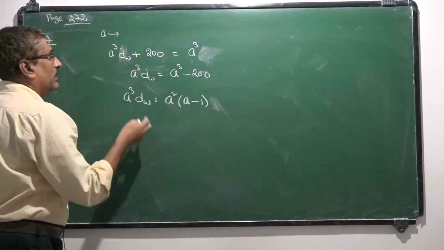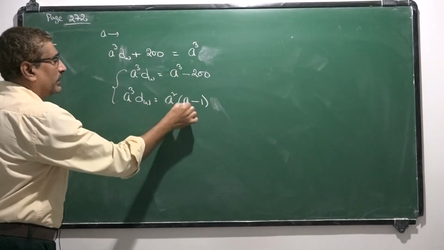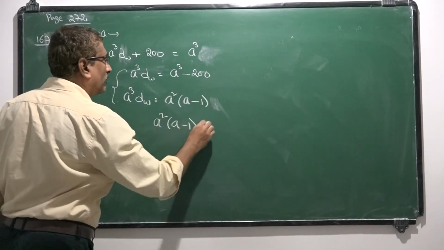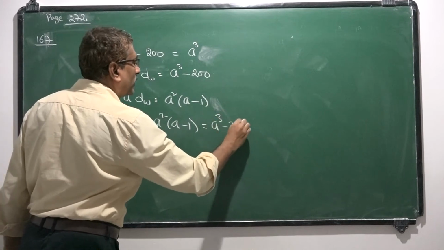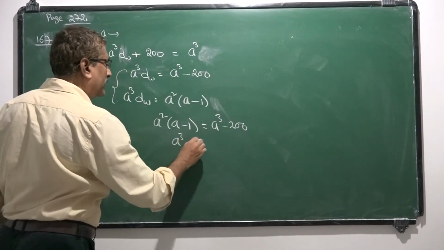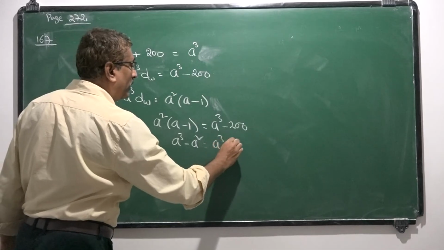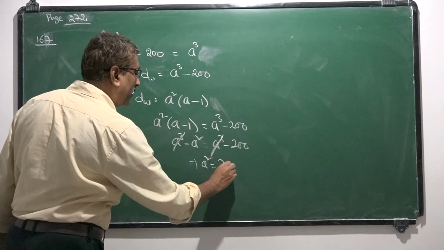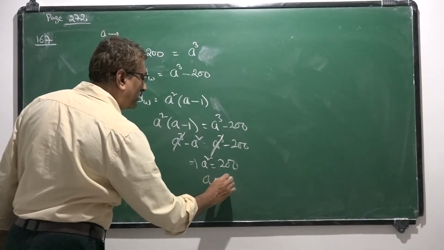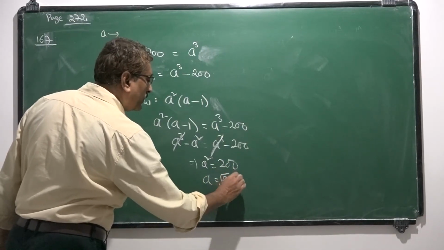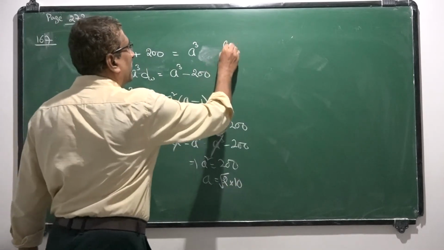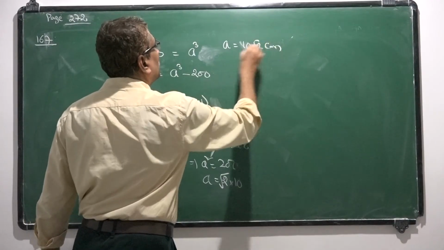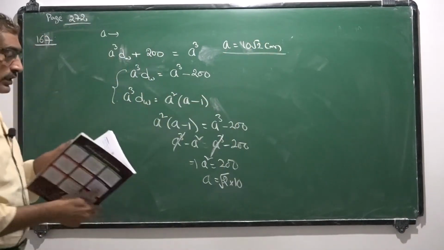Okay, right. Now from these two equations, equating these two, a square into a minus 1 equals a cube minus 200. So this is a cube minus a square is equal to a cube minus 200. So it implies a square is 200. a is root 2 into 10. Therefore, side of the cube is 10 root 2 centimeter. Okay.